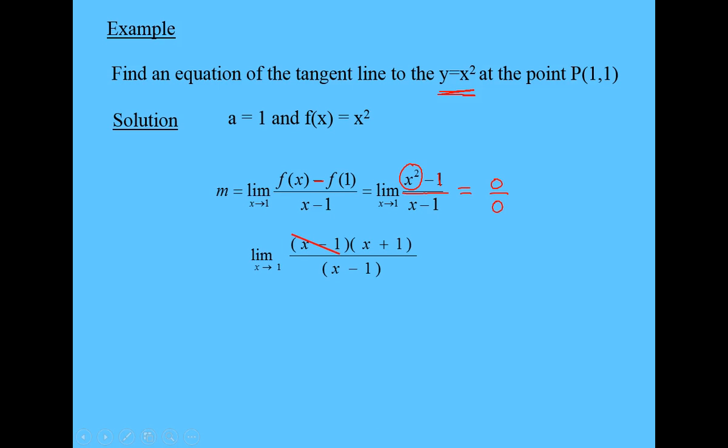We can reduce the x minus 1s. And now we can use direct substitution. And we get 2. This is the slope of the tangent line to the curve of y equals x squared when x equals 1. The slope of that tangent line is 2.